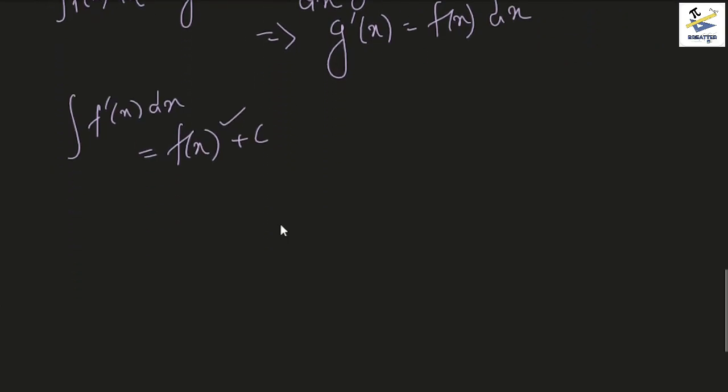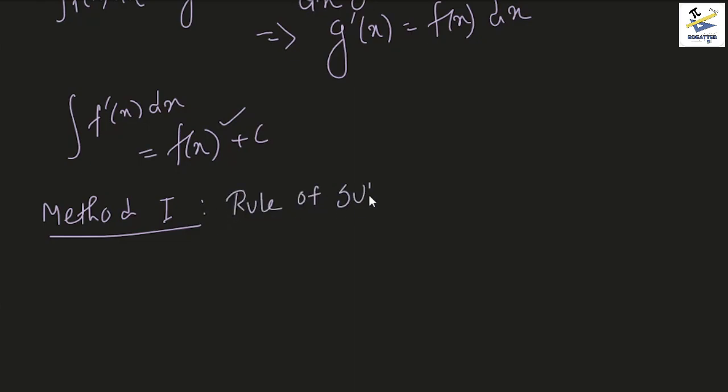Now let us go to some of the topics. Method 1, and by far the most important method, which we are going to learn extensively in this video and in future videos: the rule of substitution. Rule of substitution, right? So how do we find this? How do you find the rule of substitution? So consider an example.